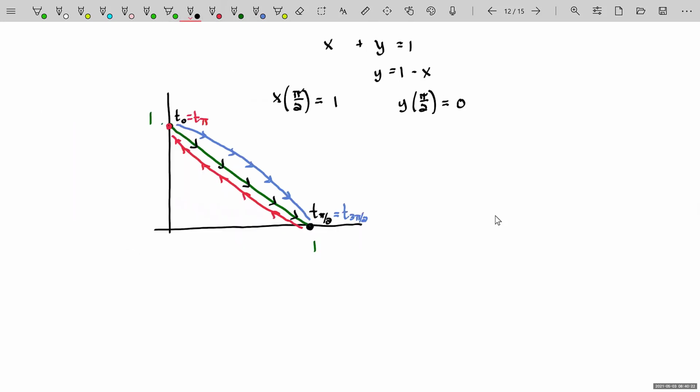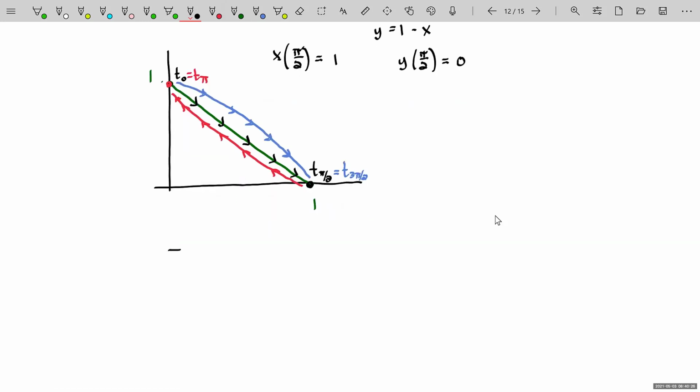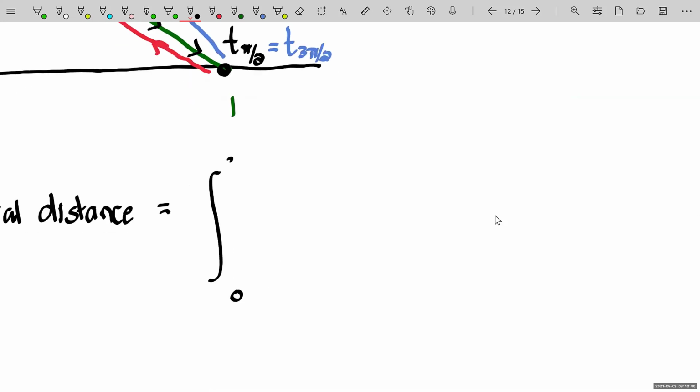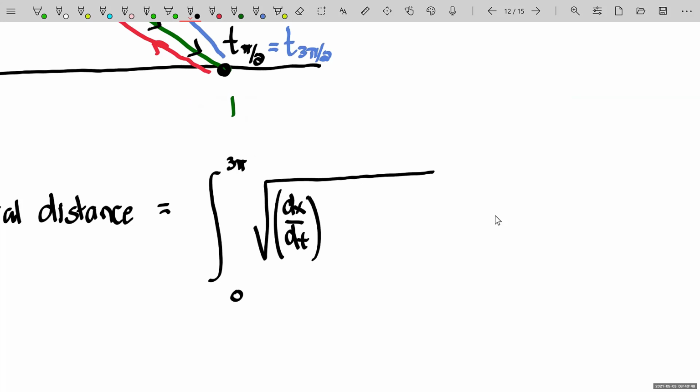Now, find the total distance that the particle traveled. Well, the total distance would be the integral from 0 to 3 pi. Oops, that's supposed to be a 3 pi. Sorry about that. Of the square root, basically, of the arc length, right? So square root dx dt squared plus dy dt squared dt.